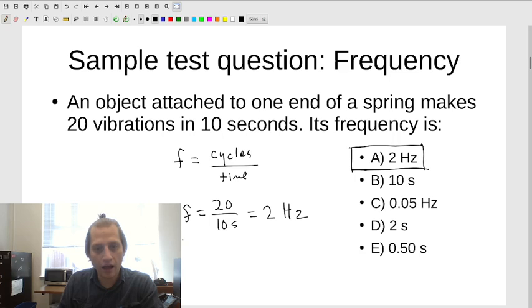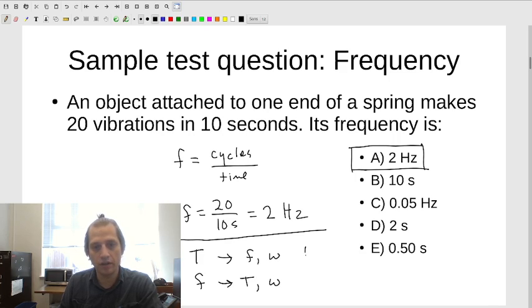Okay, and I could give you a couple different versions of this, right? I could give you T, and I could ask you for frequency or angular frequency. I could give you frequency and ask for T or angular frequency, or I could give you the angular frequency and ask you for T or f. Okay, so any one of those would be fair game, and I hope that you all would do well on that.